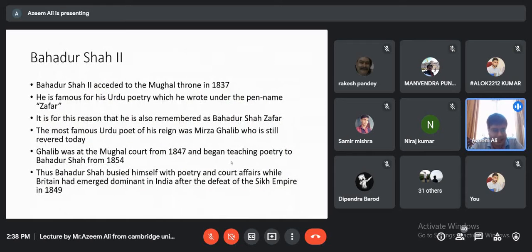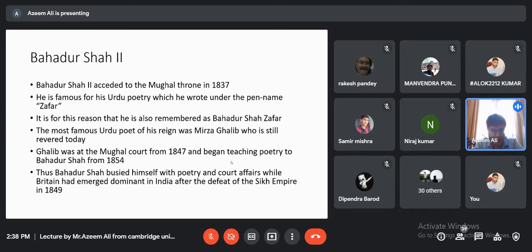Now we're going to look at the last Mughal emperor, Bahadur Shah II, famously remembered as Bahadur Shah Zafar. He acceded to the Mughal throne in 1837, and he's famous for his Urdu poetry, which he wrote under the pen name Zafar, which is why he's remembered as Bahadur Shah Zafar. The most famous Urdu poet of his reign was Mirza Ghalib, who's still remembered today. Ghalib was at the Mughal court from 1847, and he began teaching poetry to Bahadur Shah in 1854.